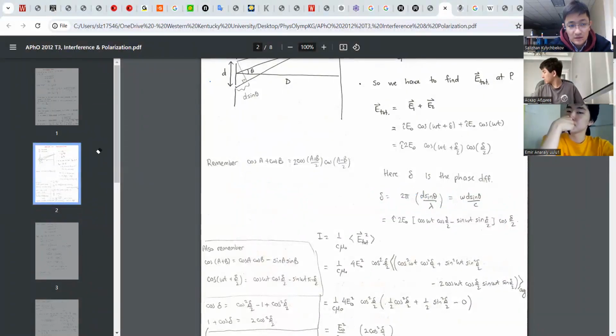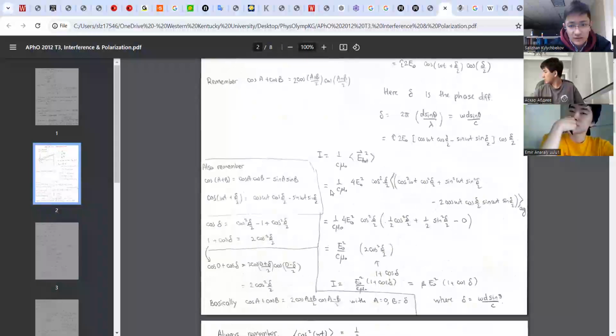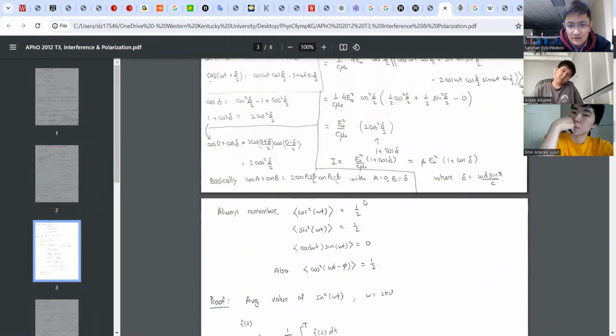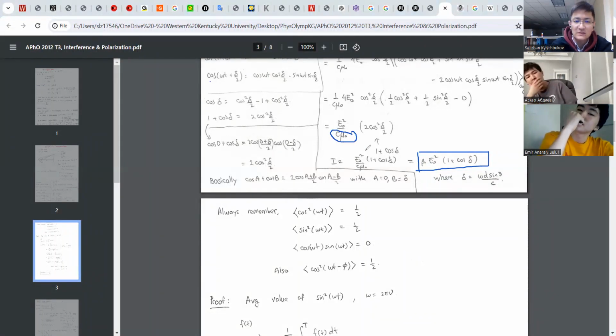Final answer is this. Beta is the proportionality factor from the Poynting vector. It's 1 over c mu 0.